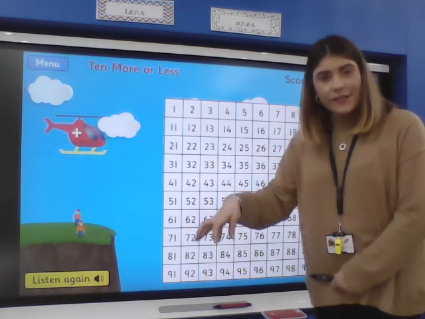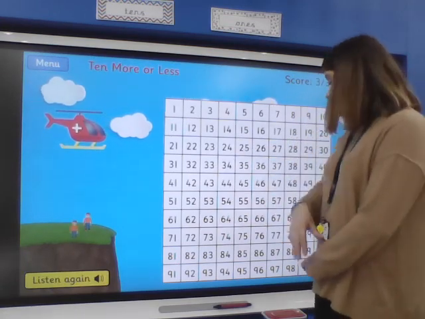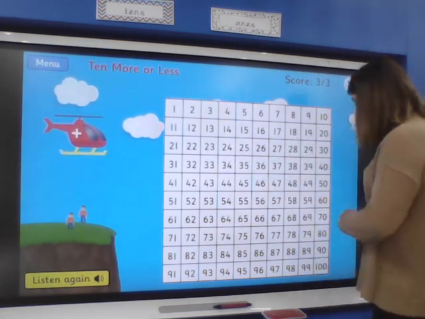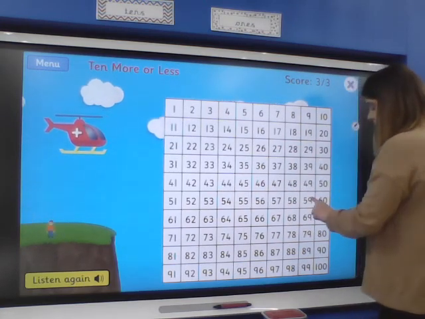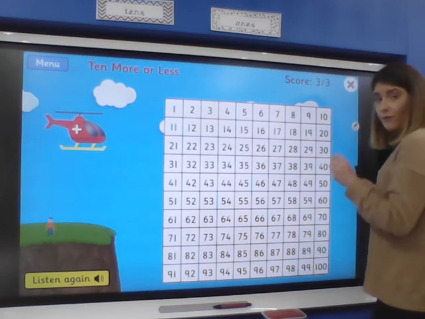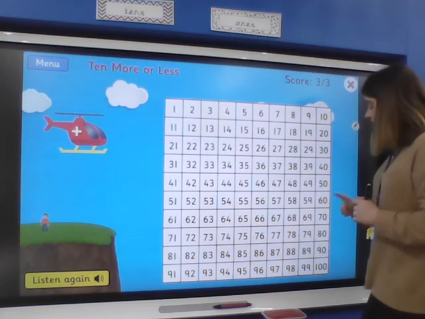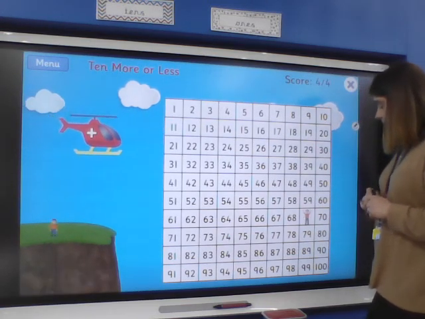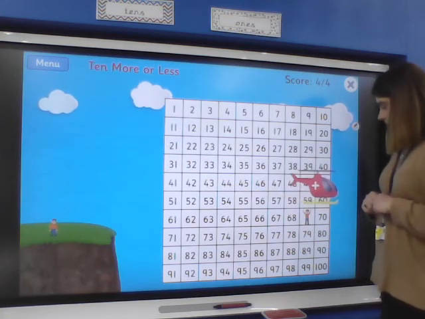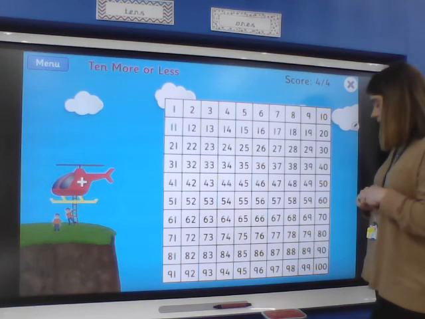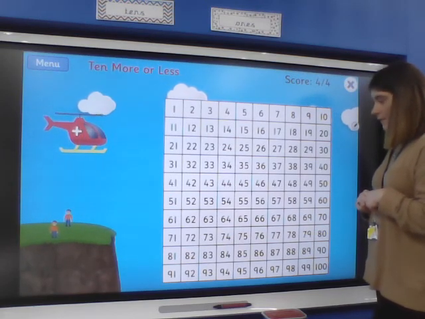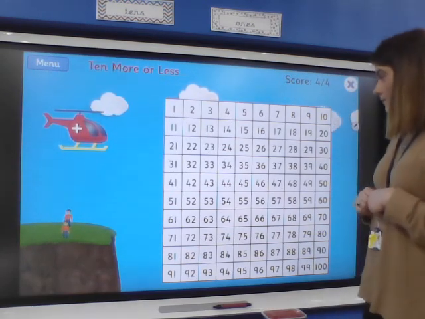So count on 10. So that means add 10. So let's find 59. So I need my 9 column and my 50s row. 59. Write it on your whiteboard. 59. 69. So be sure to have a go at this at home and send Mrs. Wood a photograph. What is 10 more than 36?